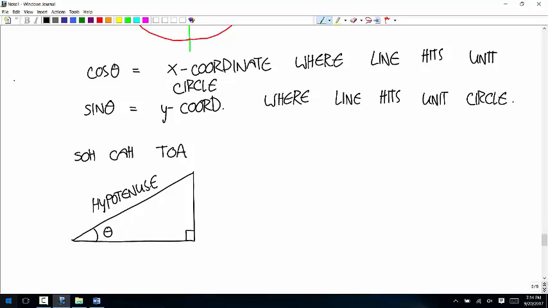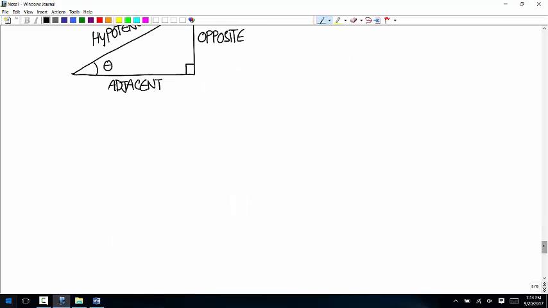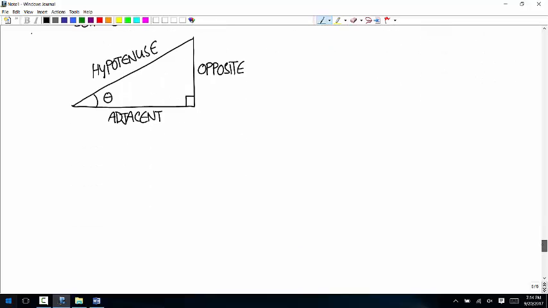You can think of it that way. And then of the two that are left, the one that touches your angle theta is called the adjacent. And the one that doesn't touch your angle, the other one that touches the right angle, is called the opposite. And then the sine of theta is the length of that opposite leg over the length of the hypotenuse.